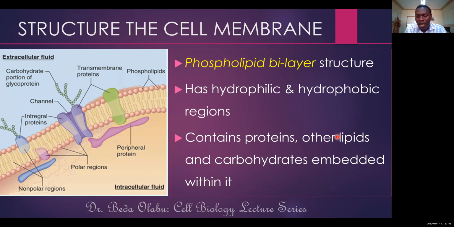Then other lipids. I'm using the term other lipids because phospholipids are also lipids. Or let me say this, apart from proteins, we also have lipids in the cell membrane. Lipids constitute about 42% of biomolecules in the cell membrane. There are 3 major categories of lipids in the cell membrane. One of them is the phospholipids that we've already talked about. The second category of lipids on the cell membrane is cholesterol. And the third category is glycolipids.